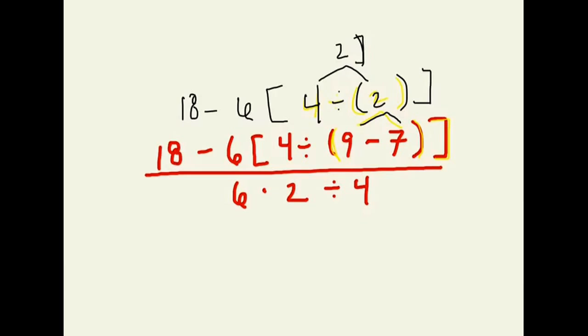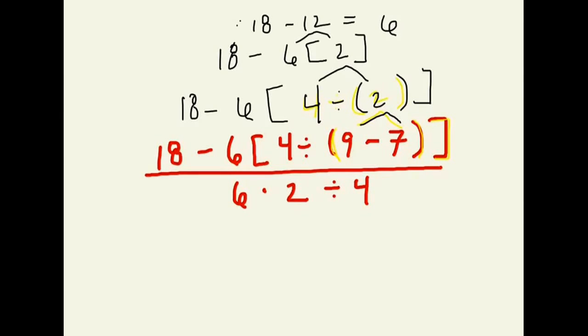Oops, put it in brackets. Put this in brackets. There's still a 6 on the outside. There's still an 18 that you have to take that stuff away from. Now I do 6 times 2. This is 12. So I have 18 minus 12. So really up here, that's 6. So the top I get 6.